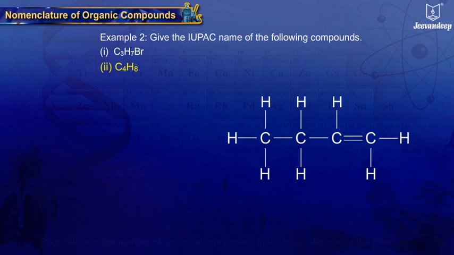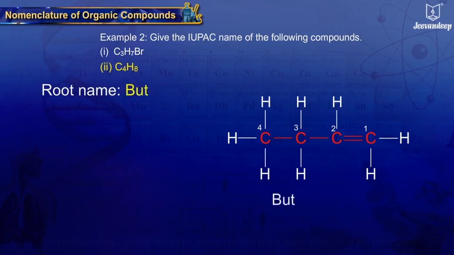Solution. We will observe the following steps. 1. For the root name, count the number of carbon atoms in the longest continuous chain and number them as per rule. In this example, there is only one chain with 4 carbon atoms. Thus, the root name is but.